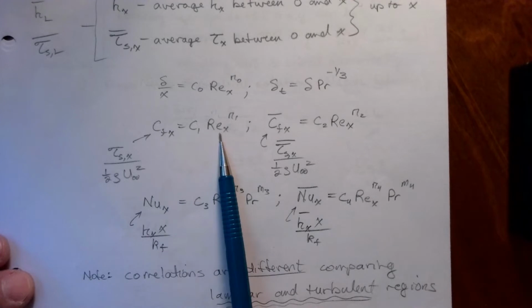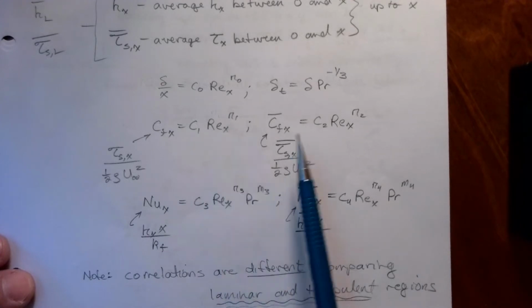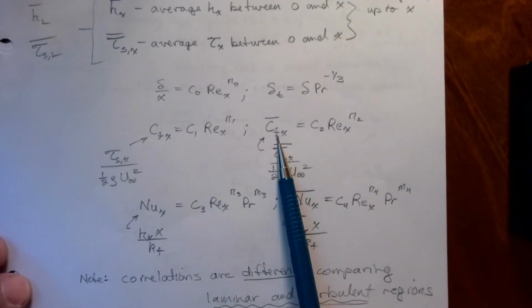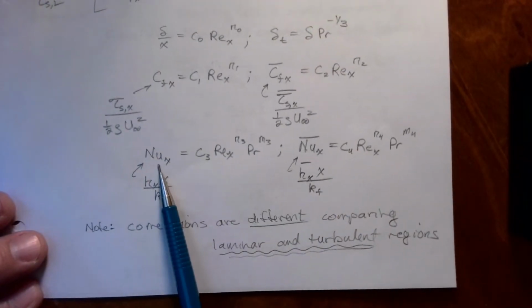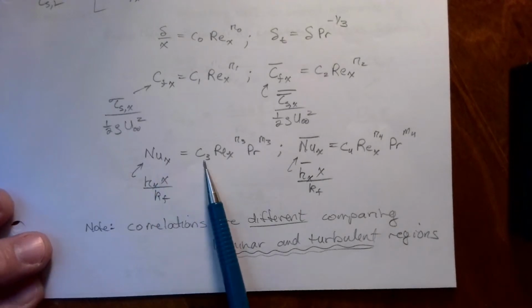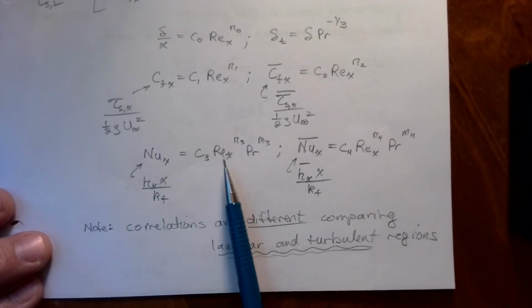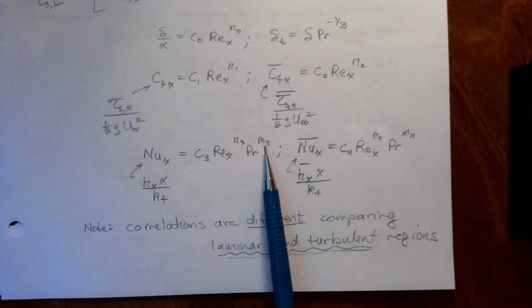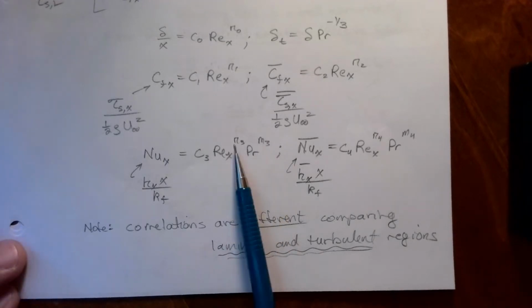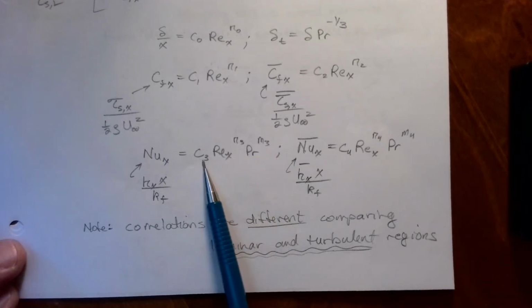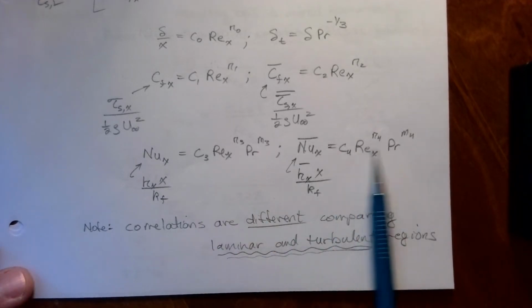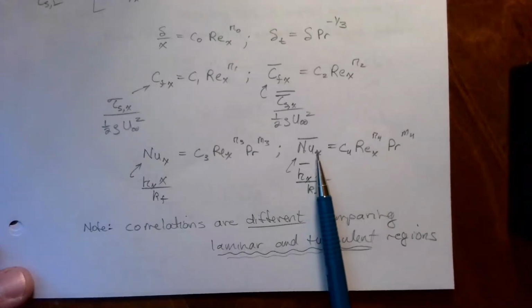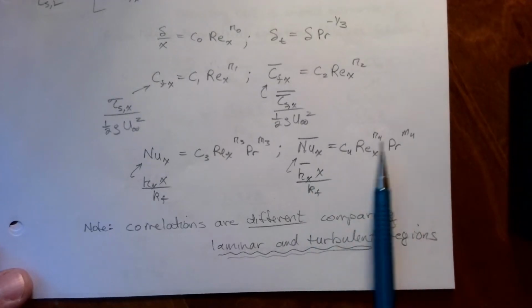Drag coefficient is proportional to the Reynolds number to a power again. And the same thing for the average case, proportional to the Reynolds number to the power. For the Nusselt number, the local scaled heat transfer coefficient, that's proportional to the Reynolds number to a power, but then also a Prandtl number to a different power. So we have two coefficients, actually 1, 2, 3 coefficients of a correlation to figure here. And you have the same format for a correlation for the average. These would just be different coefficients.